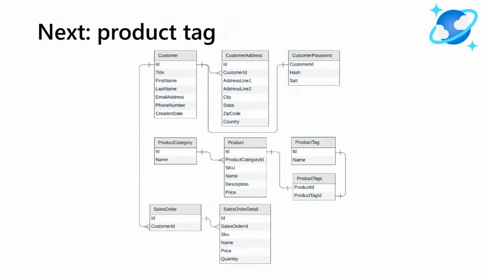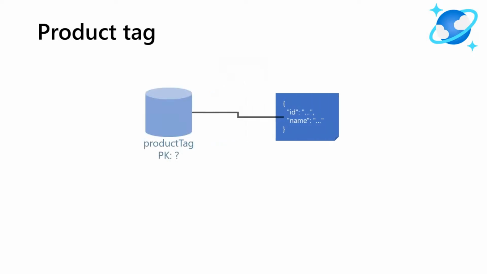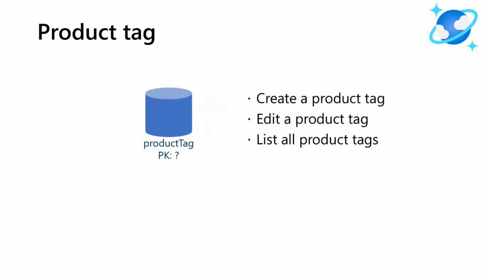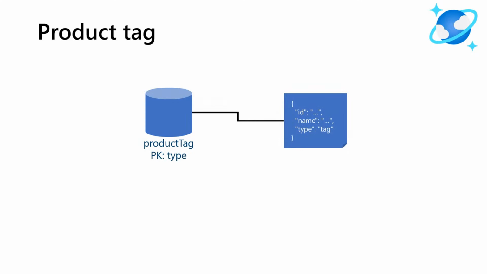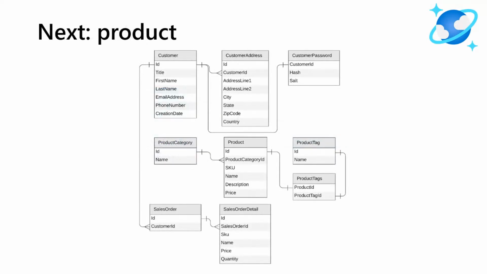Okay, so next we're going to look at the product tags here, and I'm going to translate that into, of course, its JSON document format here, and we'll store it in its own container. We'll call that product tag. Pretty unique. Now, it turns out tags share the exact same access pattern as categories do. So we're just going to apply the same strategy here. I'm going to add a new property called type, and I'm going to give it a value of tag and then stick that in each document.